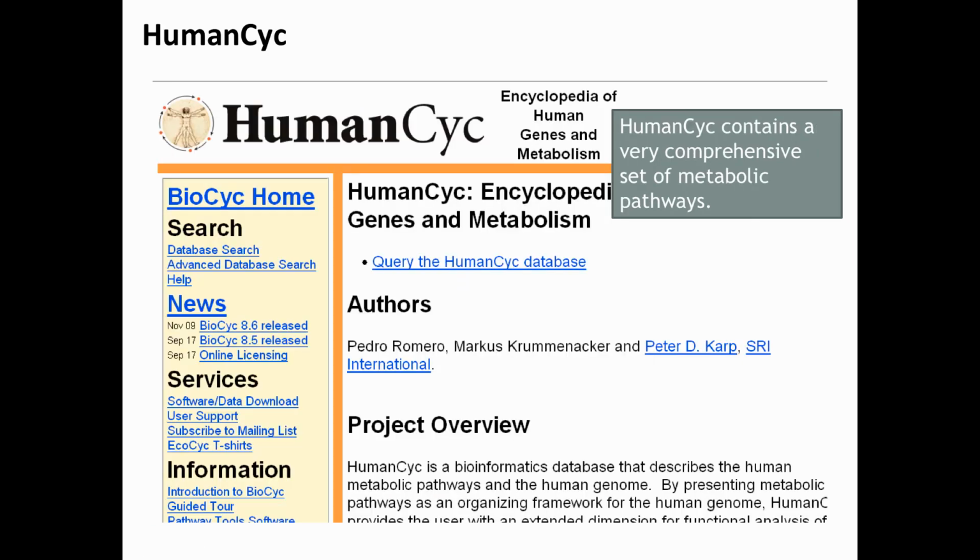Then there's HumanCyc and EcoCyc. That's a whole range of databases. They have a very comprehensive set of metabolic pathways, and in contrast to KEGG, you don't have to pay for a license if you want to use the database. Yeah, KEGG used to be free. It's no longer entirely free. If you want to download it, you have to have a license as well.